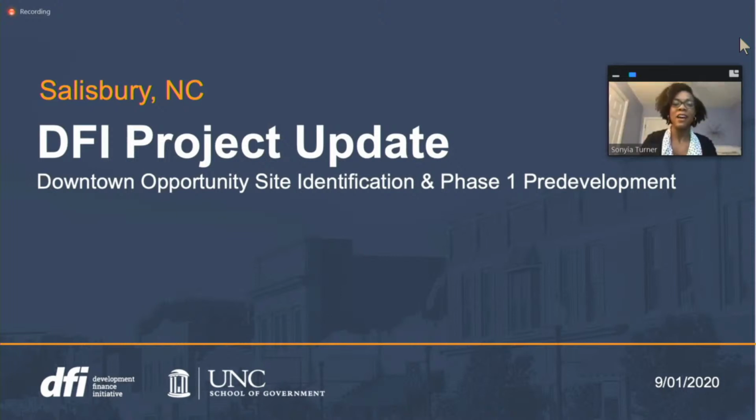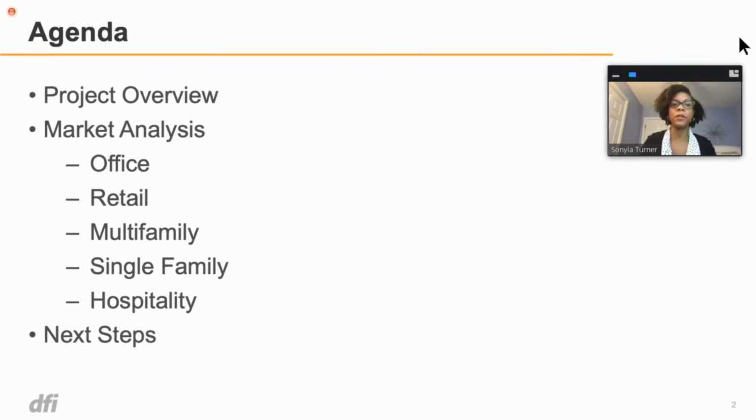Great. So with that, I will dive right in. During this presentation, we're going to give you an overview of the project and then look at the market analysis as it pertains to 5 specific uses. So we looked at office, retail, multifamily, single family, and hospitality, all of which market rate. And then we'll talk through our next steps.